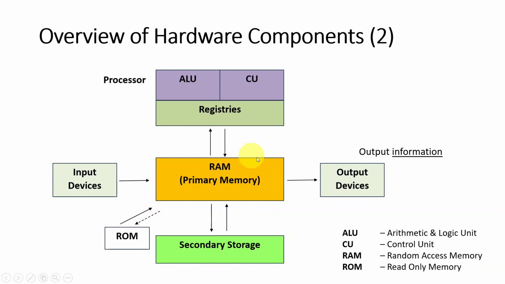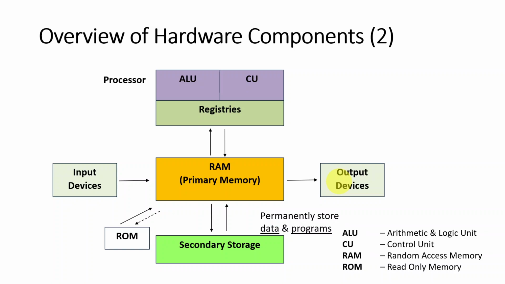So then we have the output devices. The output devices are there to output the information. So the main output device is the screen if it is a general purpose computer. Then we have the printers and so many other output devices.